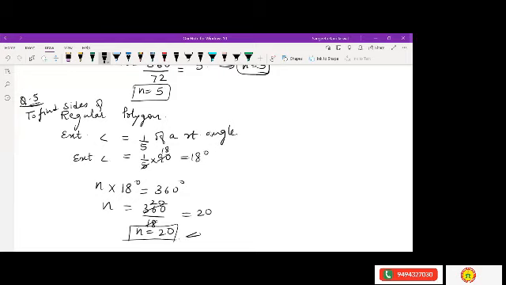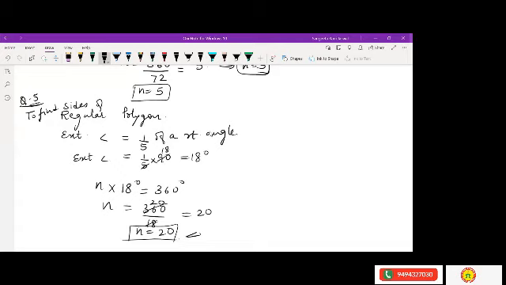Ma'am, for a regular polygon, are all the exterior angles also equal? All exterior angles are not equal. It depends on the sides of a regular polygon. All regular polygons don't have the same number of sides, no? Triangle is also a regular polygon. Oh, okay. Square is also a regular polygon. There are many more.